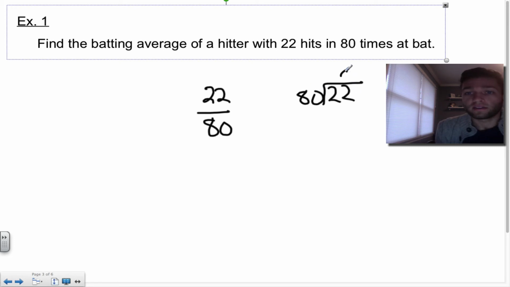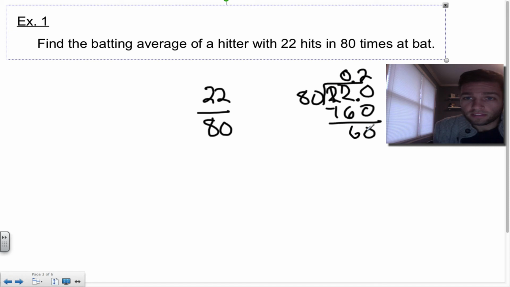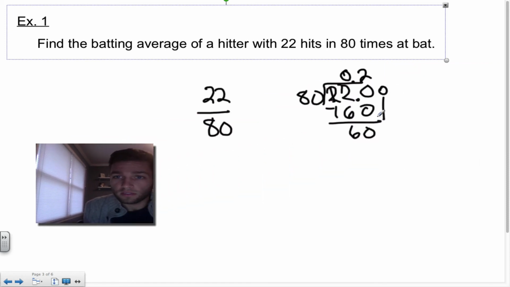All right, it goes in 0 times, so I'm going to add my decimal, and I'm just going to work through this one real quick. And again, I already did this one, so if you see me looking to the side, I'm looking at my work, so I don't have to rework the whole problem. But this is going to go in twice, which is 160. You do the work, you get 60, so I need to bring a 0 down.